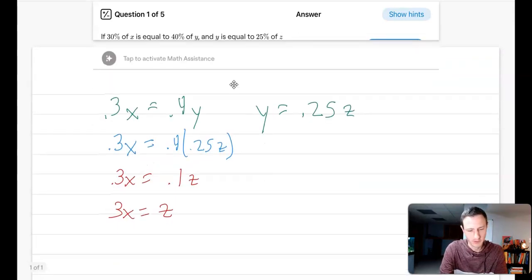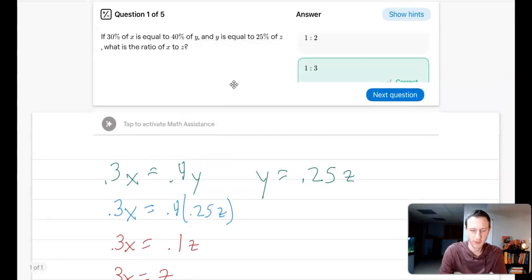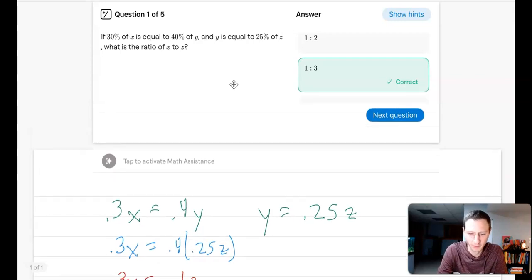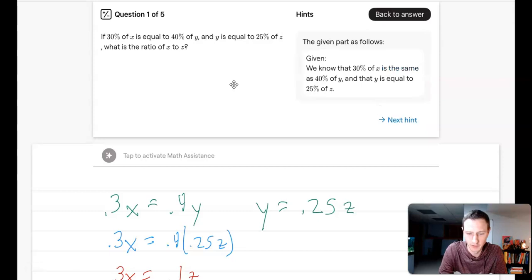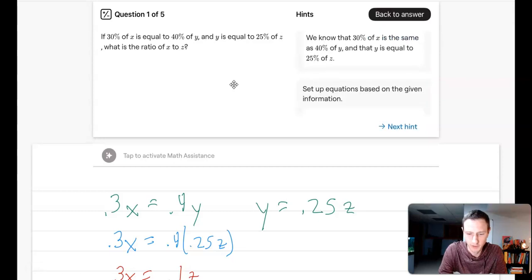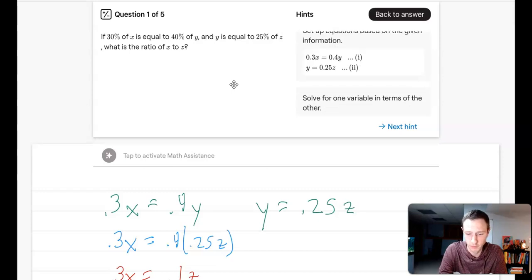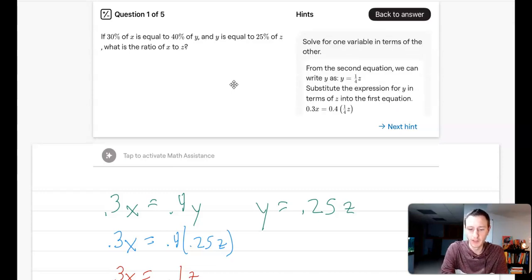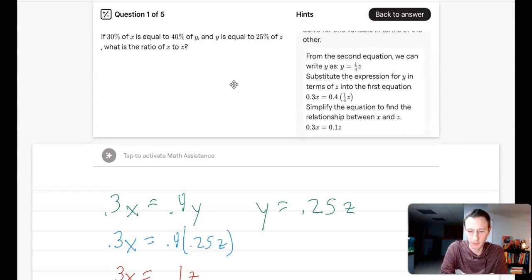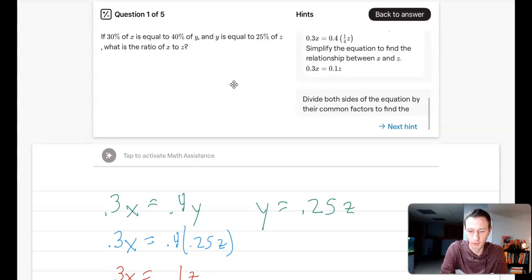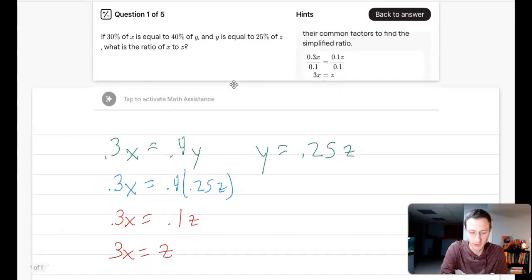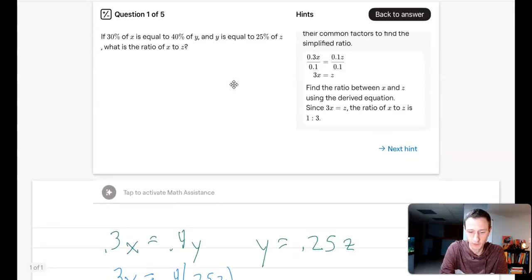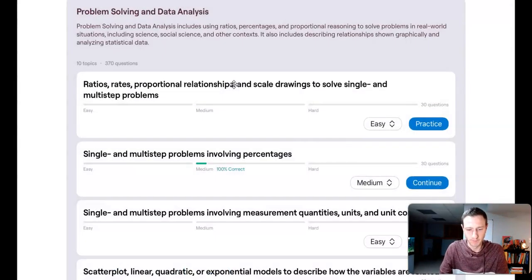Nice. Some of those, with percentages and ratios, the conversion is really weird sometimes. Let's see what it says about hints. So I got this one right. It says set up equations from the given information, solve for one variable, then plug into the second equation, just like we did, and we get 0.3 equal 0.1. Divide both sides by their common factors, and we get 3x equals z. That's what I got. And then the ratio of 1 to 3. All right, nice. Let's move on to the next one.